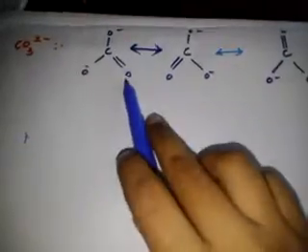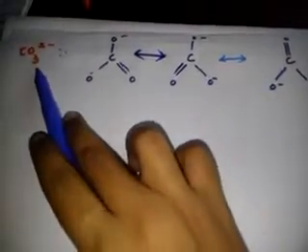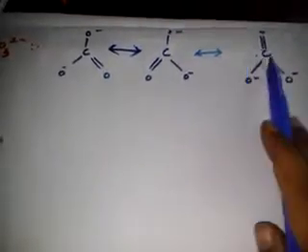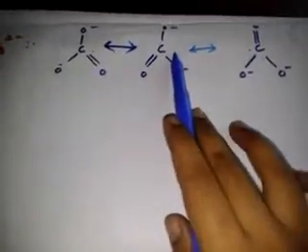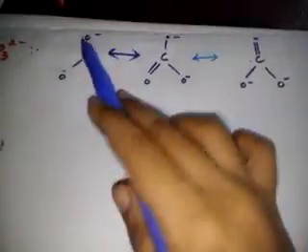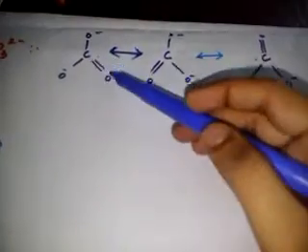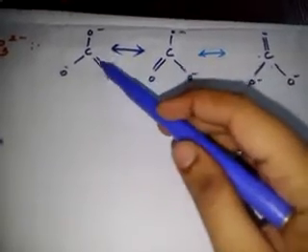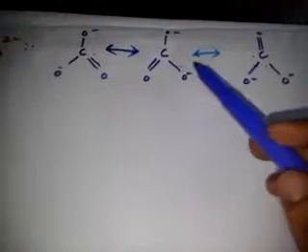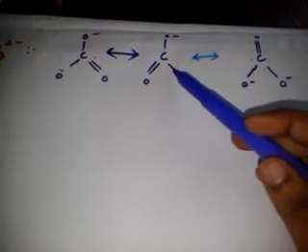These are the resonance structures of CO3 2-. 3 resonance structures are there for CO3 2-. Look, the bonds are changing. Now when we consider these two atoms, there are 2 bonds between these two atoms. So 2 plus here 1.